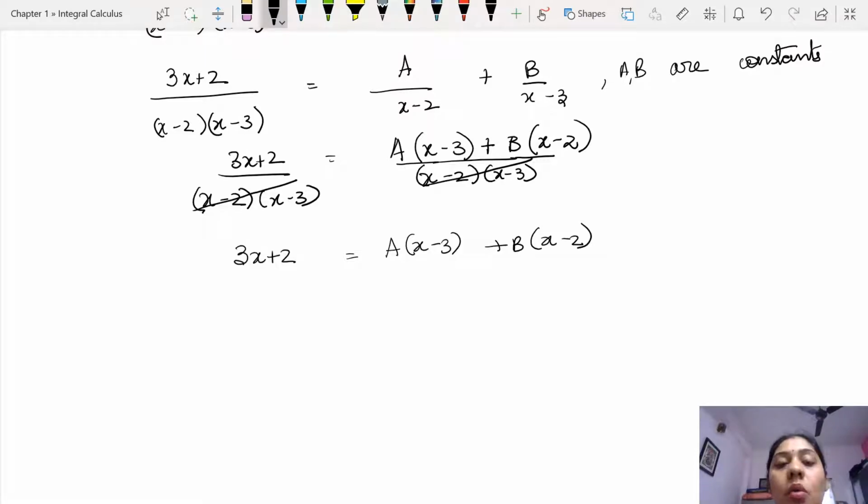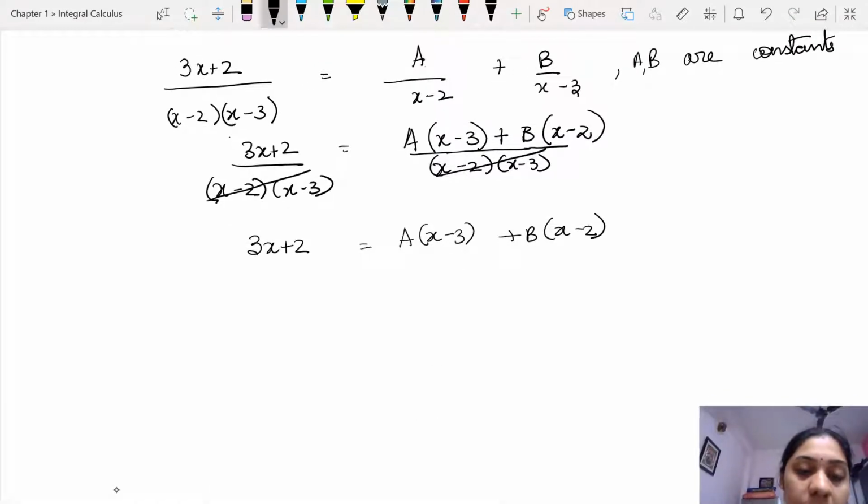Now see what I have done here, I have split it into two terms. When the numerator is linear and the denominator is a product of two linear functions, then we can do this. Now, rather than expanding, we should start assuming values for x.